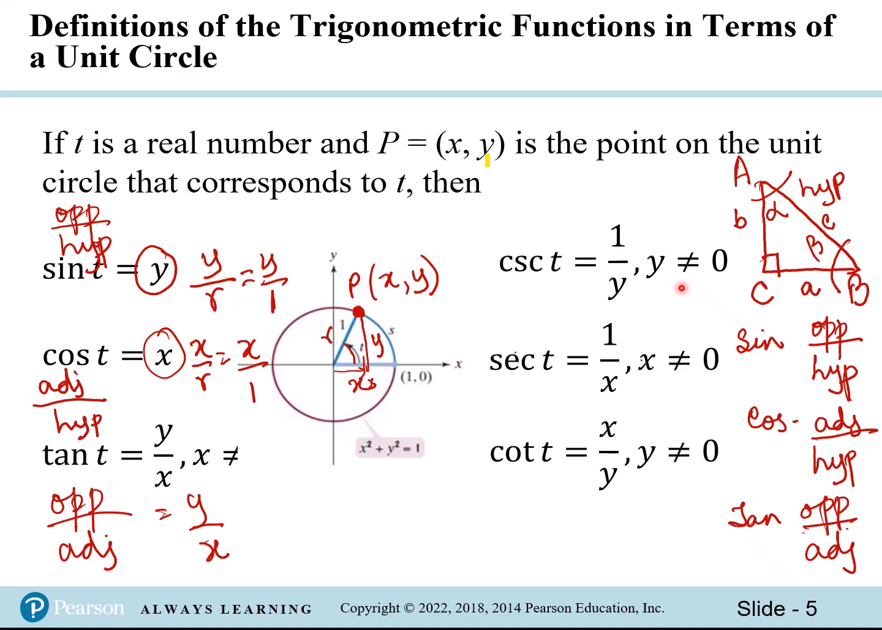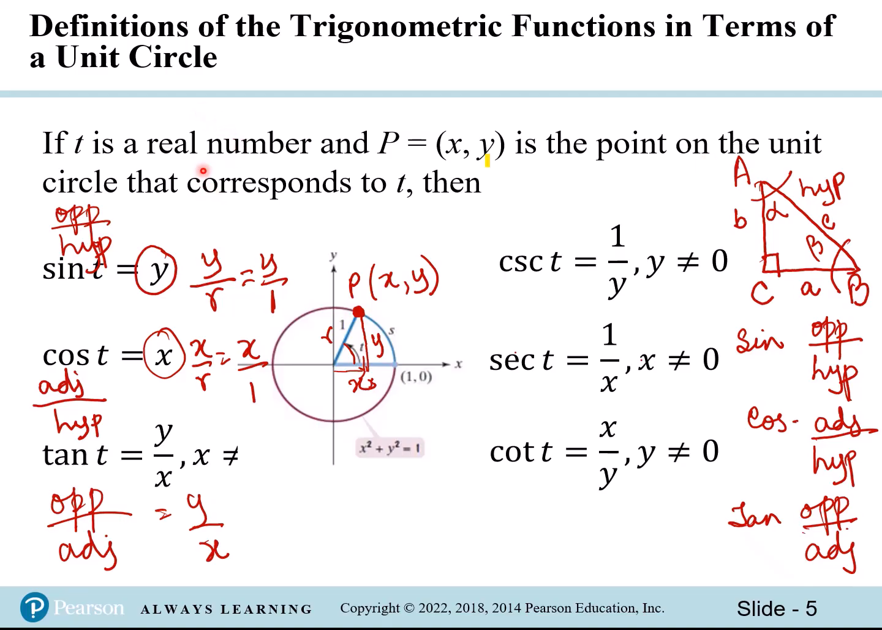As far as cosecant, secant, and cotangent ratios are concerned, we just take the reciprocals of the sine, cosine, and tan ratios respectively. So what was y divided by 1 now becomes 1 divided by y. Secant is 1 divided by x, and cotangent is x divided by y. All right, so now we have learned how to define the 6 trigonometric functions in terms of a unit circle.